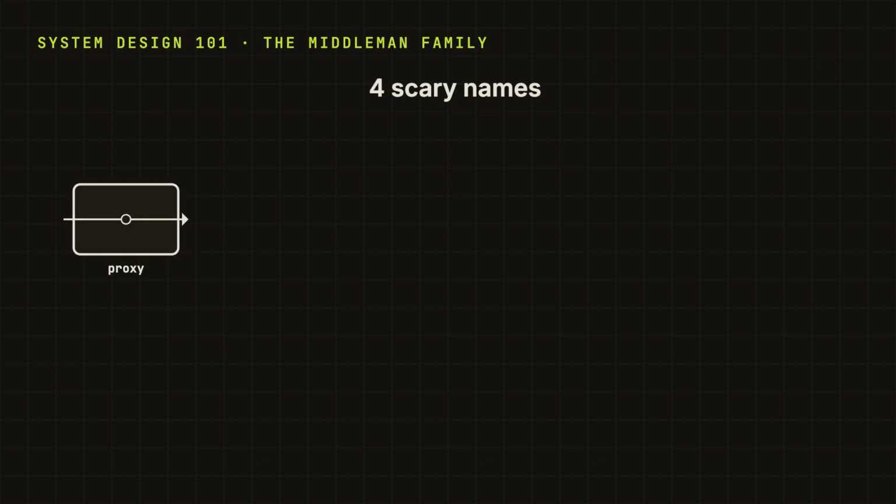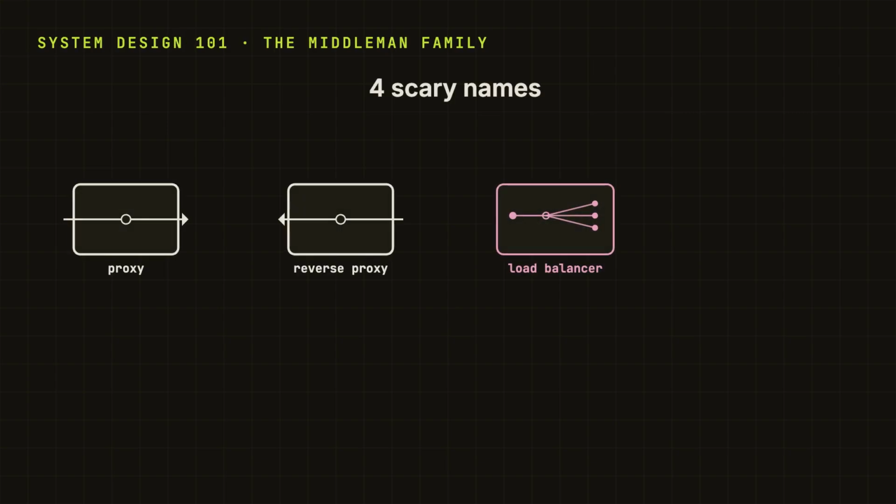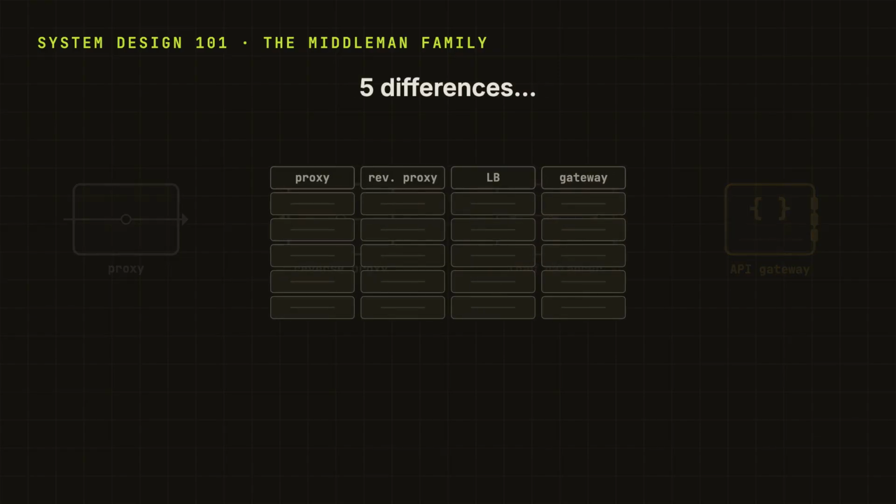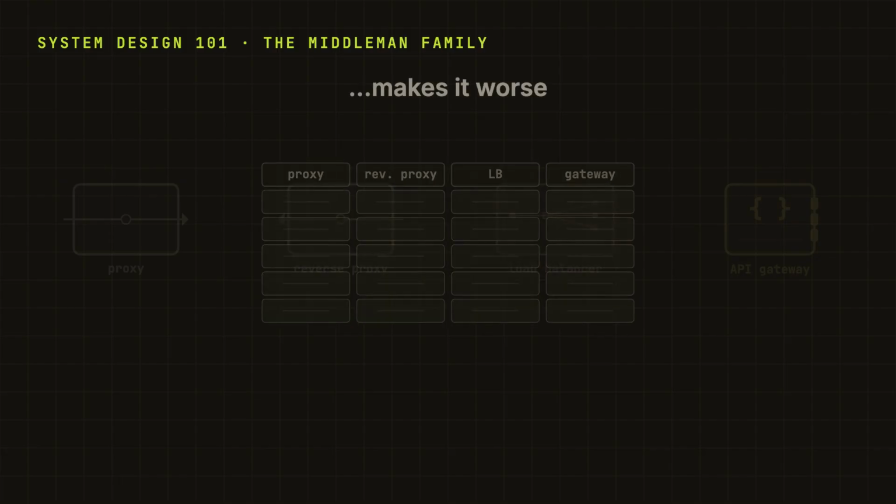So, proxy, reverse proxy, load balancer, API gateway. If you have ever tried to learn system design, you have run straight into these four words. And honestly, they all sort of blur together into some box in the middle that does something, right? And every explanation hands you a table, five differences between this one and that one, which I think only makes it worse because here is the thing they bury.